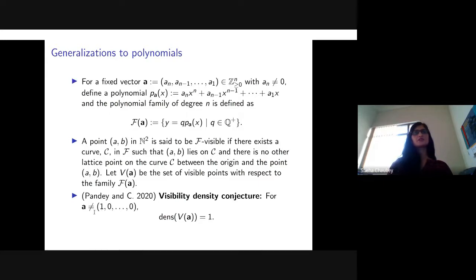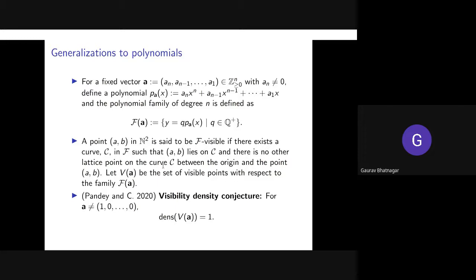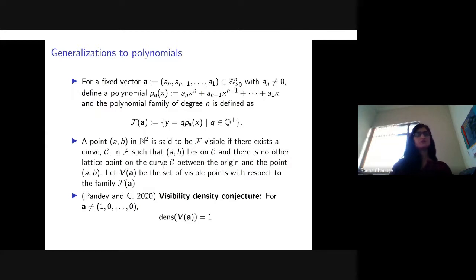So in the conjecture, you can see that I missed 1, 0, 0, 0, right? So if A is equal to this point, then what family of curves are we talking about? Okay, so if A is 1, 0, 0, then the polynomial is just x, and then you're only talking about straight lines. In the case of straight lines, you know what the density is. Yes, the density was 1 over zeta 2, right? Okay, so for any other vector besides 1, 0, 0, we conjecture that the density is exactly equal to 1.